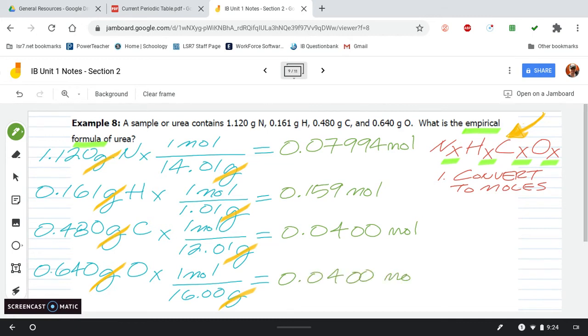Okay. Step 2. Pretty important to know the steps. So step 2 is going to be divide by the smallest. We're going to run out of space. We'll say small value. Okay, so divide by the small value.